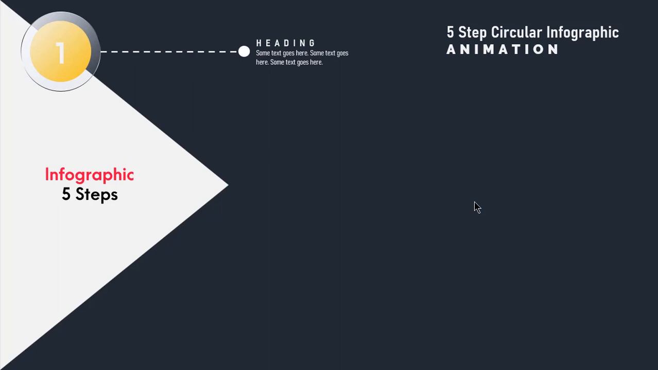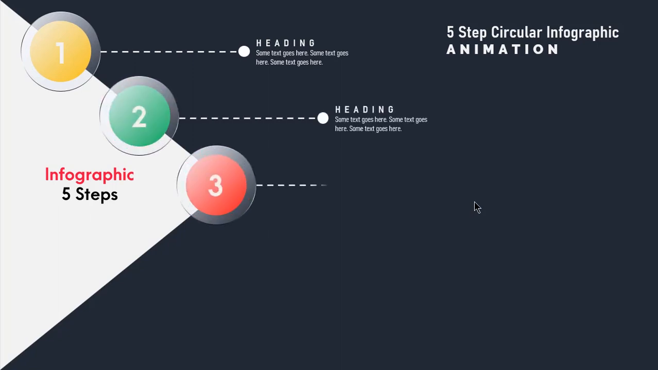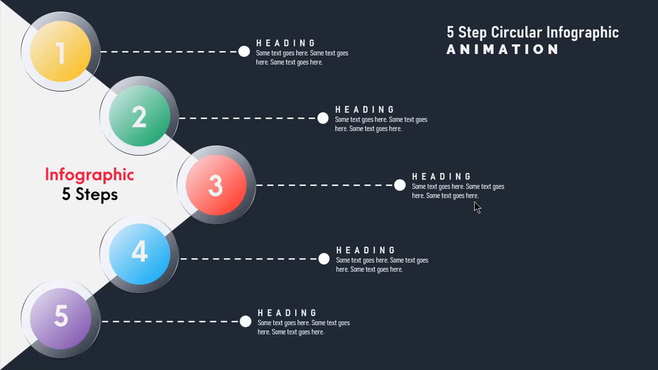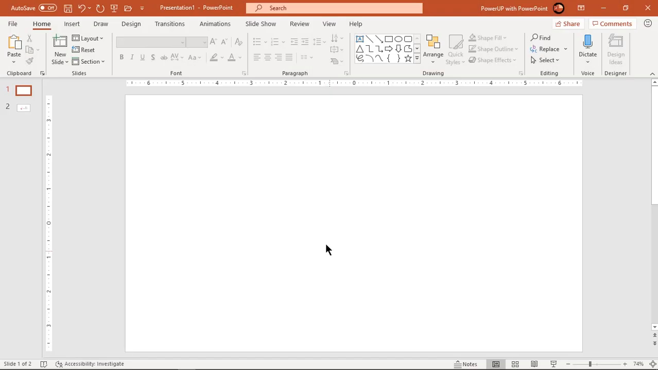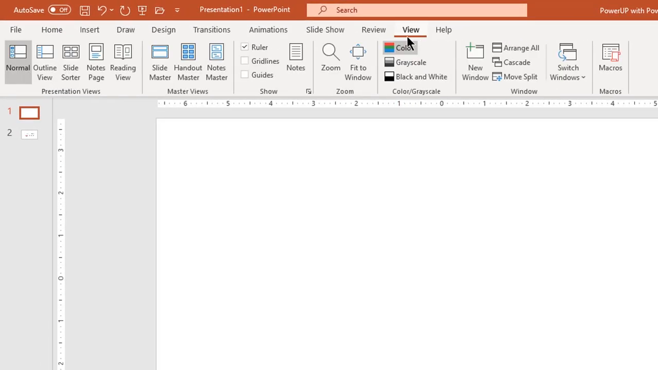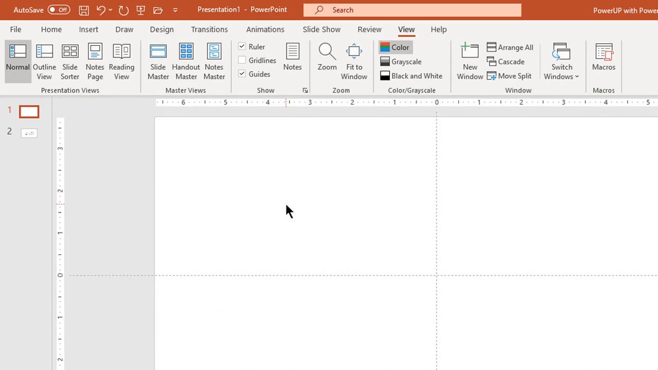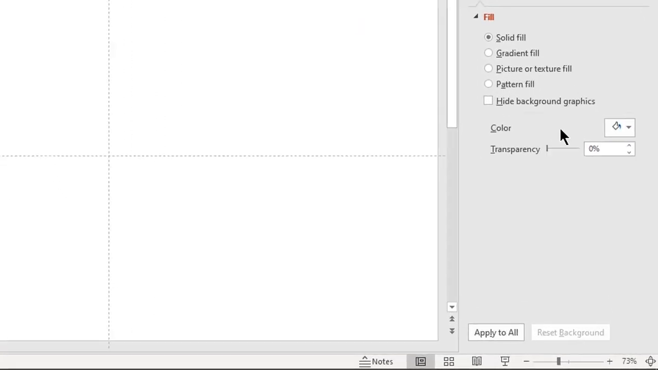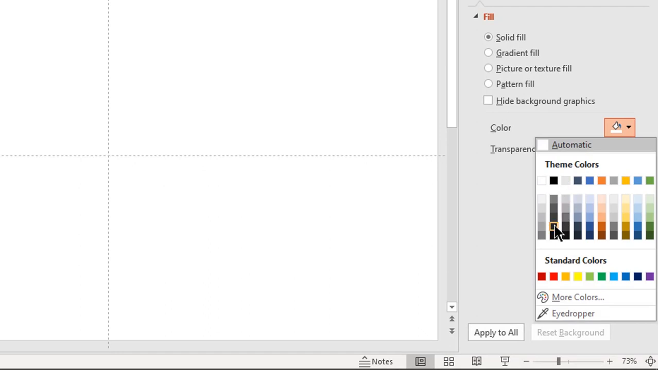Today we will see how to quickly create this beautiful animation in PowerPoint. Let's get started. Let's first enable the guides and then format our background. Right-click and choose Format Background. Select Fill Type as Solid and change the fill color to dark blue color.